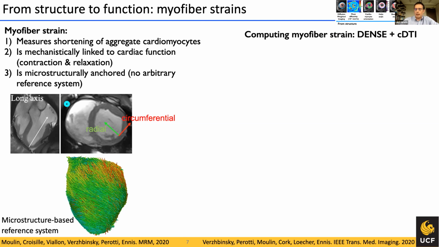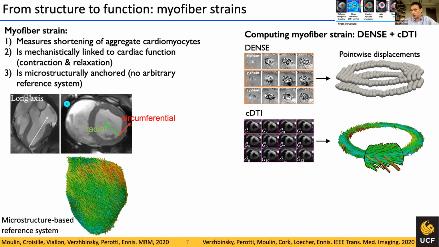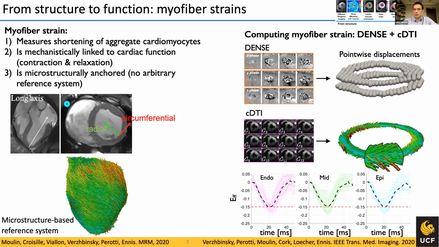Basically, dense MRI allows us to compute motion, point-wise displacement actually, and CDTI allows us to compute cardiac microstructure, as I just mentioned in the previous slides. And then we can interpolate the displacement, differentiate the displacement projected along the direction of the cardiomyocyte and compute myofiber strain, and that's actually what we did in several cases, both in human and in animal studies.